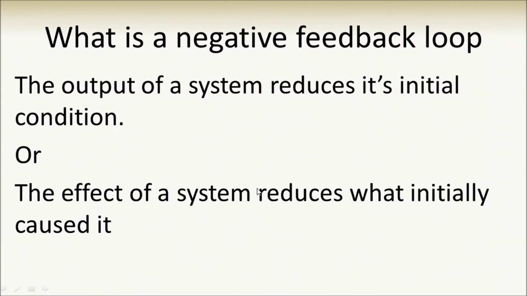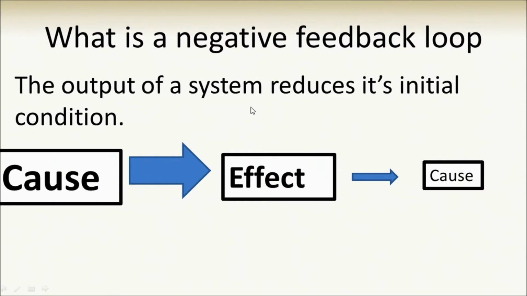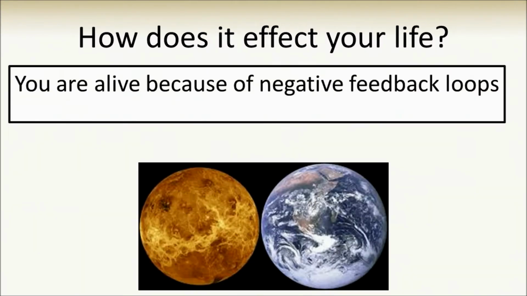So a negative feedback loop is something or an output of a system that reduces its initial condition. So think of it as the end reduces the beginning. So if you're doing cause and effect, the additional cause leads to effect, and that effect leads to a smaller amount of cause. So there's the definition of negative feedback loops, but how does it actually affect your life?